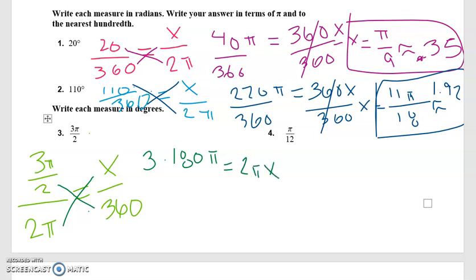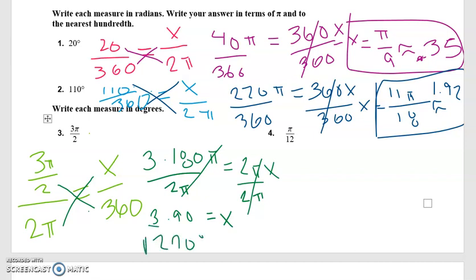Okay, we're going to divide 2 pi on both sides. The pi's go away. 180 divided by 2 is 90. So 3 times 90, this goes away, equals x. And 3 times 90 is 270. So it's 270 degrees.